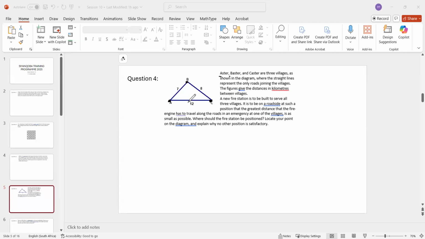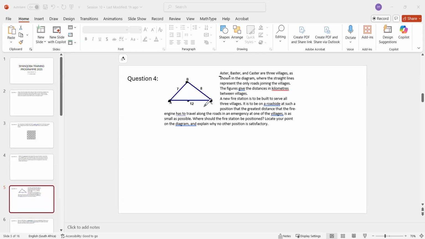So if one wants to go from this point to that, you can go like that, because they're the only roads, or you can go like that. So you can choose which route he wants to take, and evidently you will choose the one which is shorter, so you can say one is better. So the people who are living along these roads can go from one town to the other along these roads. Now a new fire station is to be built to serve all three villages.